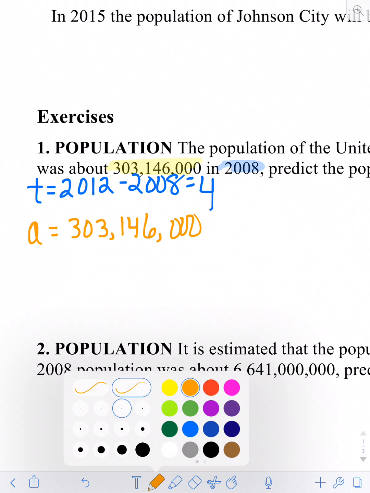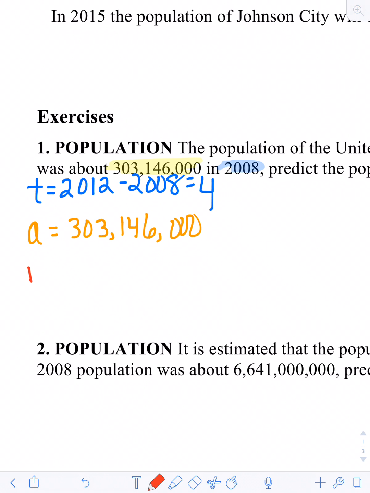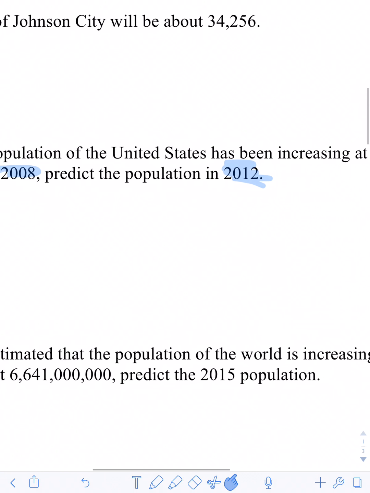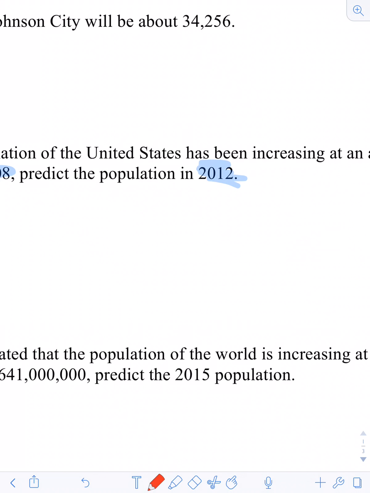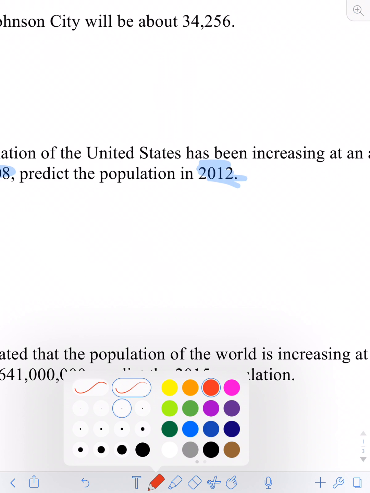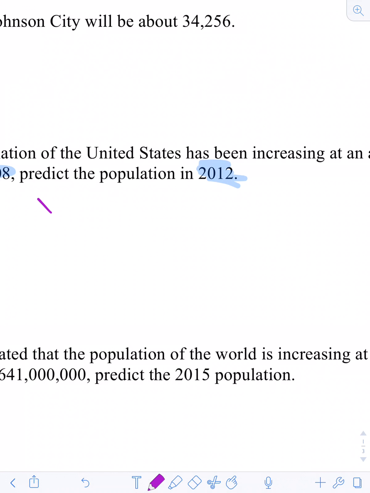And then the other one was my rate, which I wrote as a decimal, and my rate is 0.0091. So what I'm going to do, and again, y'all can always slow this down, rewind, pause it, whatever, is plug this into my equation. My equation is y equals a times 1 plus r to the power of t. So we're going to go ahead and plug in what we have.